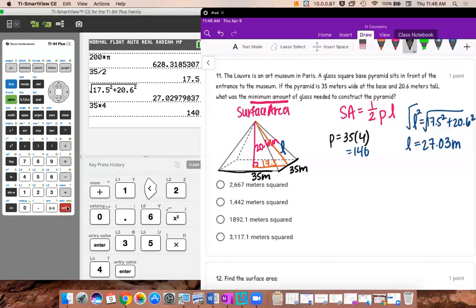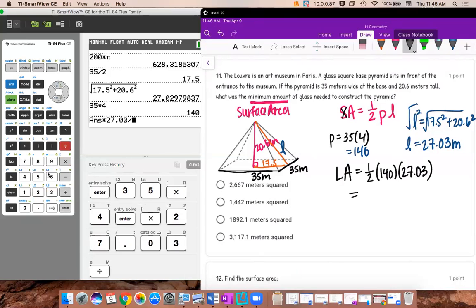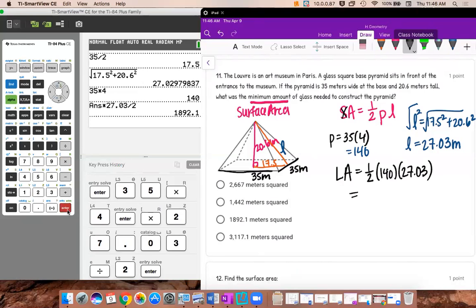So now we just plug it in. Really we're doing lateral area, not surface area, because we don't want the base. So lateral area is going to be 1/2 perimeter of your base, which was 140, times the slant height, which is 27.03. So 140 times 27.03 divided by 2, and we get 1,892.1 meters squared. So then that is your minimum amount of glass that you would need. If you accidentally included the base, it would be this answer right here, but we want the minimum amount. So you only want the lateral area. So that's how you should have gotten that answer.